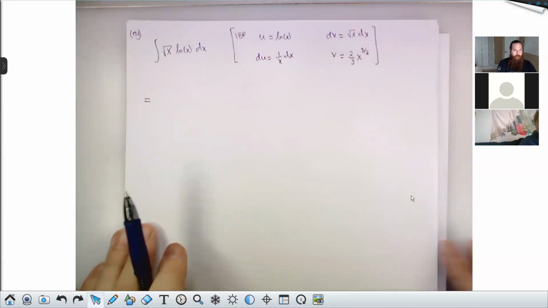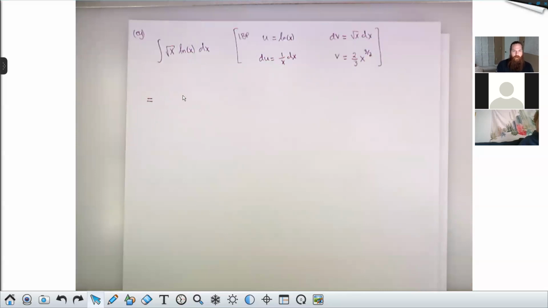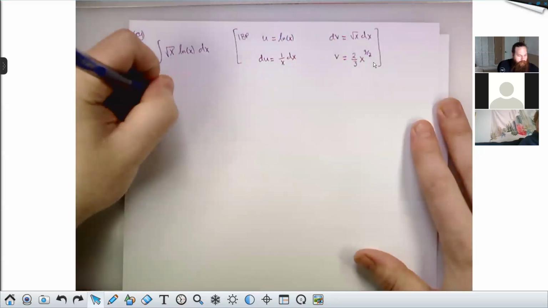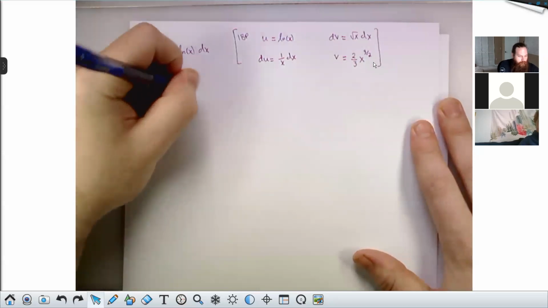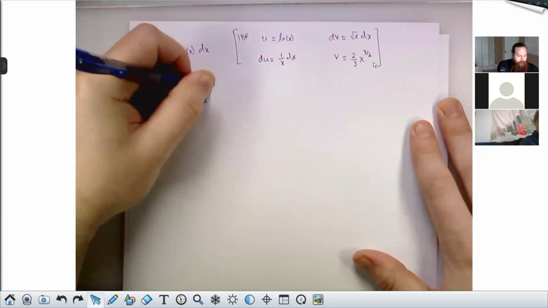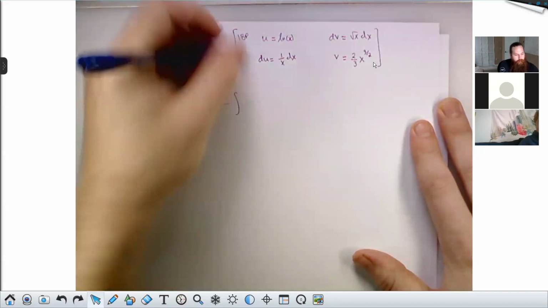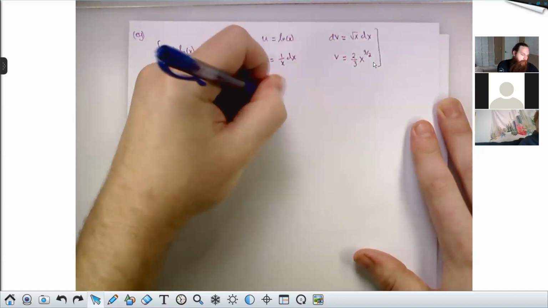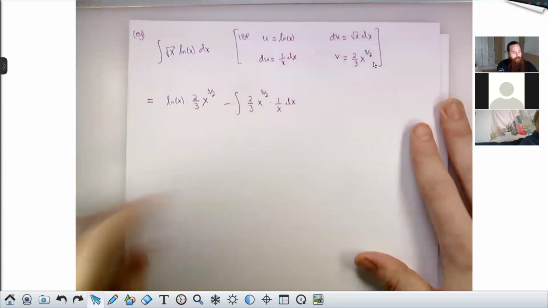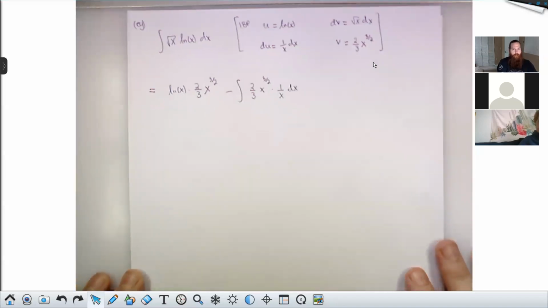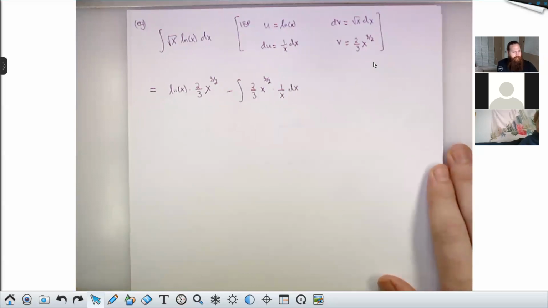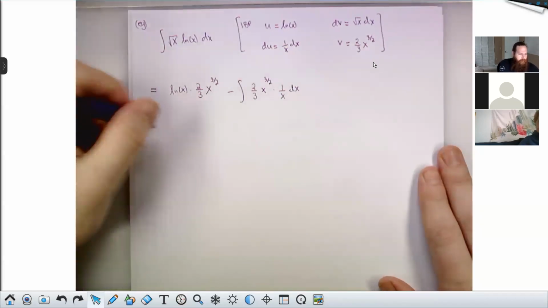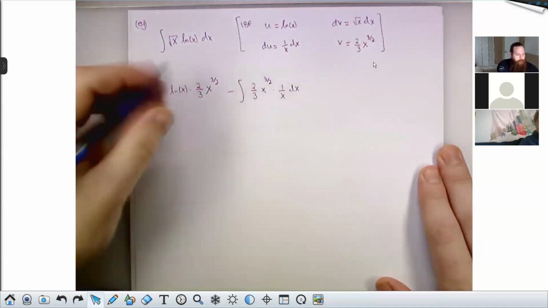Okay. All right, so then I come down here and I plug all of this into my IBP formula, which says the integral of u times dv should be u times v. So that's ln x times 2/3 x to the 3/2 minus the integral of v times du. Like so. And now I simplify everything in here and I ask, has life gotten better? Are things improving? I can also clean this up a little bit.